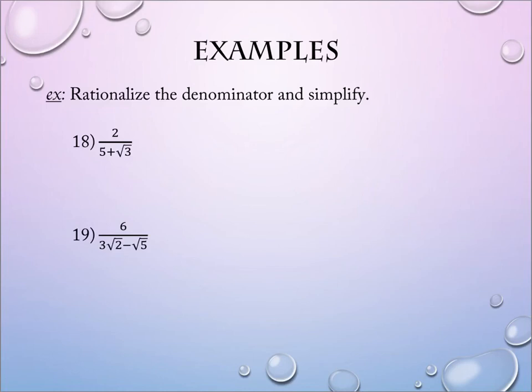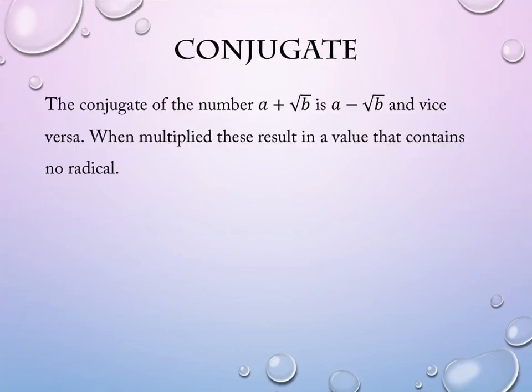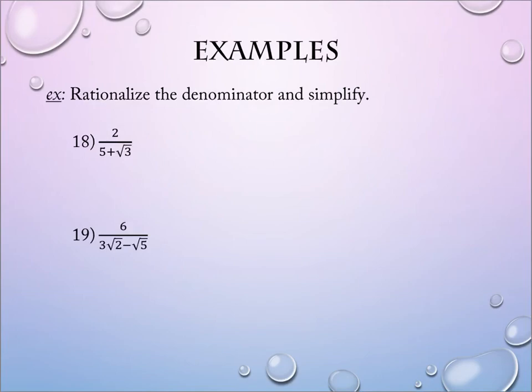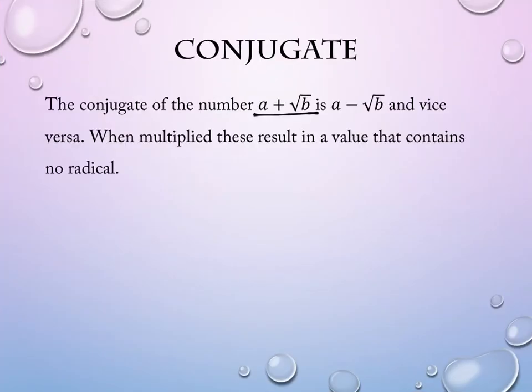Why won't it work? Well, because I would have to distribute the square root of 3 to each of the pieces, 5 and square root of 3. So I wouldn't end up rationalizing it. So what we're actually going to do is something called multiplying by the conjugate. So when I have a number like a plus square root of b, like the next one where it was 5 plus square root of 3, the conjugate is the same thing, the a and the square root of b, but the sign is opposite in the middle.